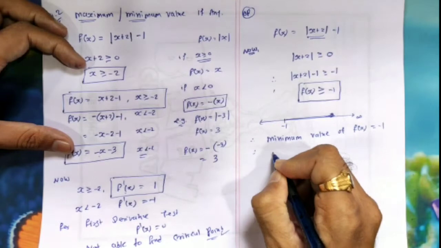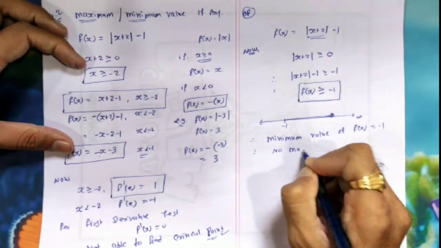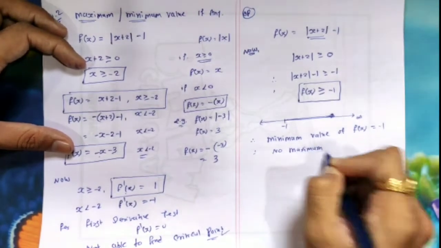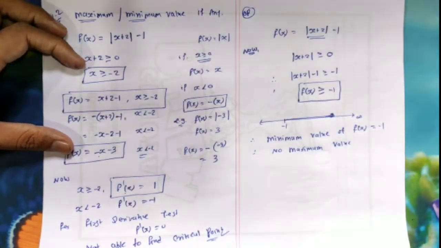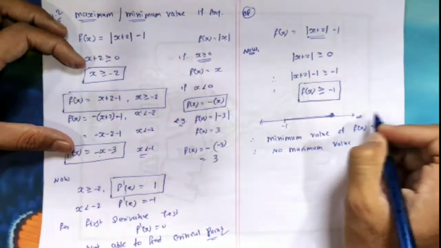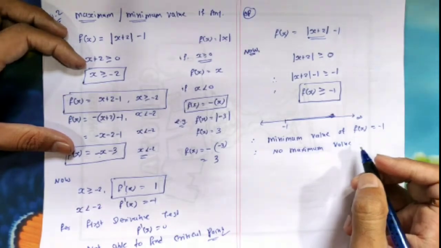So here we can say that there is no maximum value. f of x is greater than or equal to -1. So minimum value is -1, but the function does not have any maximum value. It goes up to infinity. Clear? So this is the answer of your question.